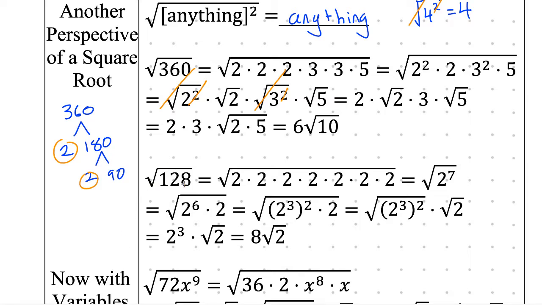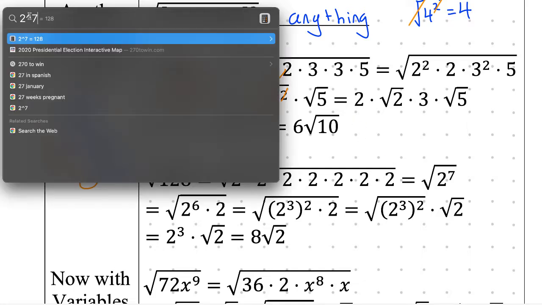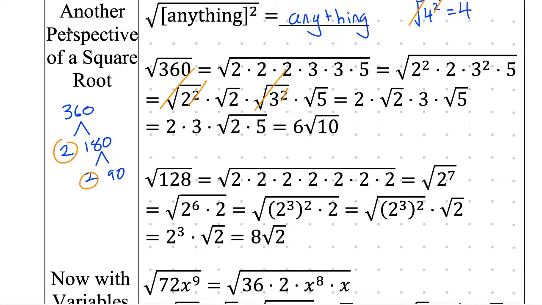So let's talk about 128. This is just 2 to the power of 7. If I come into my Spotlight search, 2 to the power of 7, this little caret symbol is shift 6. It means the power of 7. You can see that is 128. So you can kind of just jump from here to here. That makes sense. It's really 7 of those 2's.